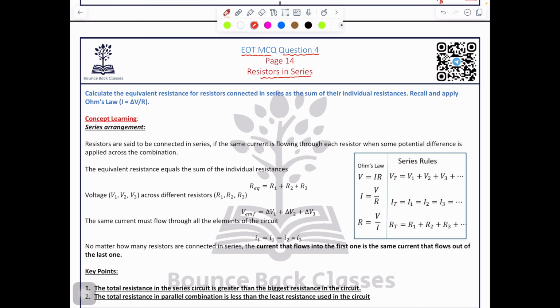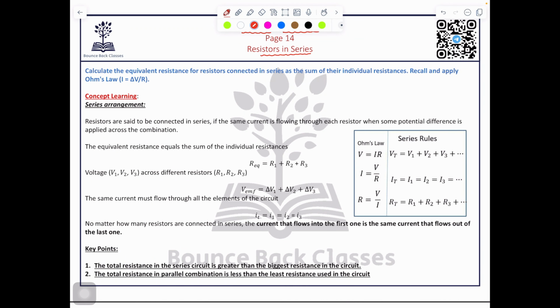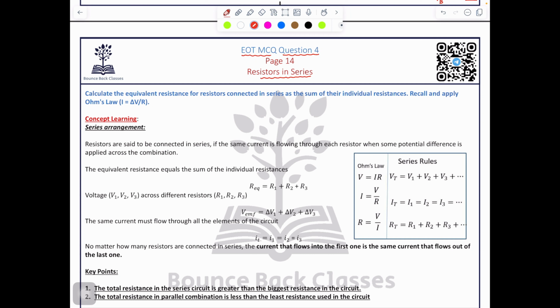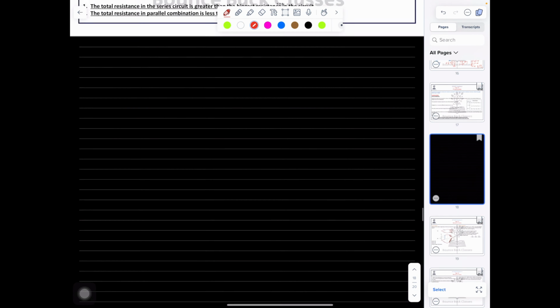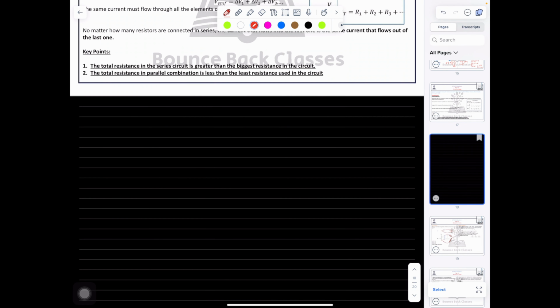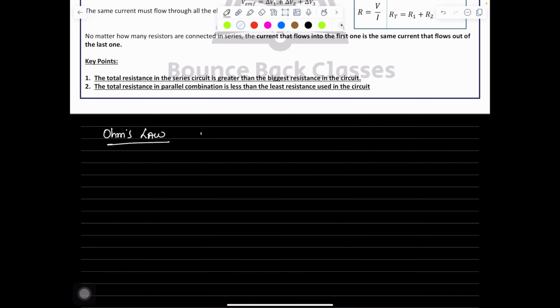Whenever resistors are connected in any circuit, we need to check whether they are connected in series or in parallel. For that, I'm just going to show you some diagrams so that you can understand. As we know, we have Ohm's law. As per Ohm's law, V is equal to IR.